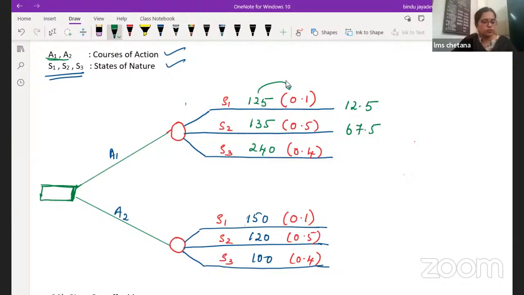Okay. Next, take your calculator. 240 into 0.4. What's the answer? It is 96. Check it, all of you. All are getting the answers. Okay, fine. Now next here, 15. Here, 120 into 0.5 is 60, and 100 into 0.4 is equal to 40. Completed multiplication? Yes, 15, 60, 40. Correct.